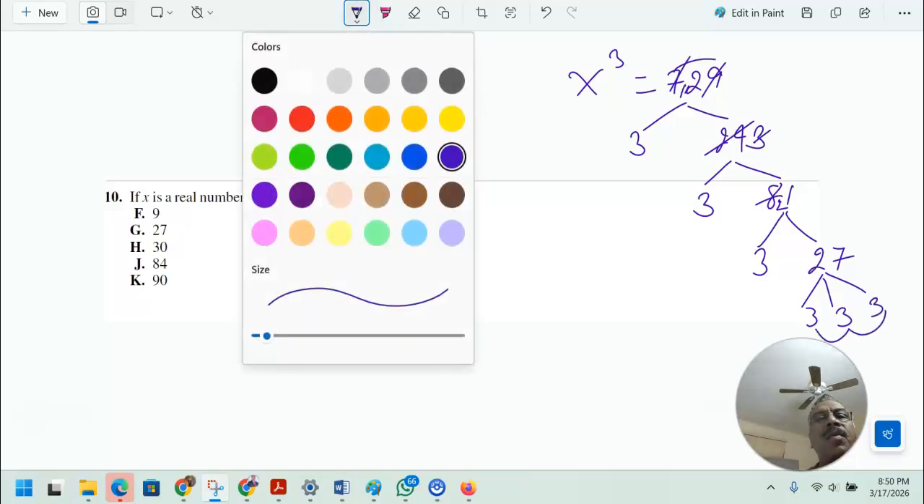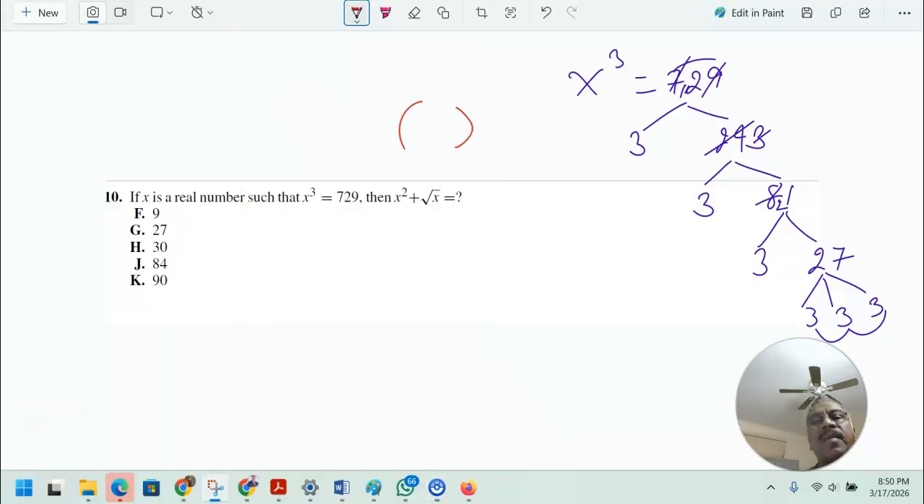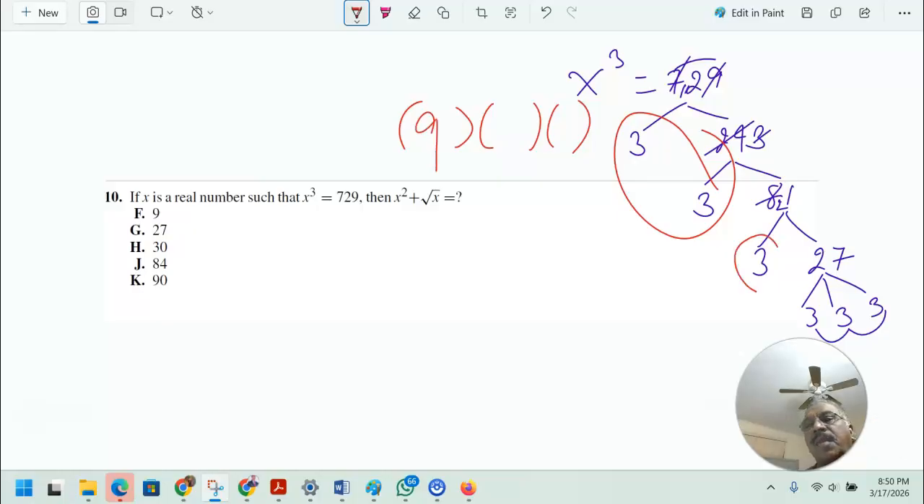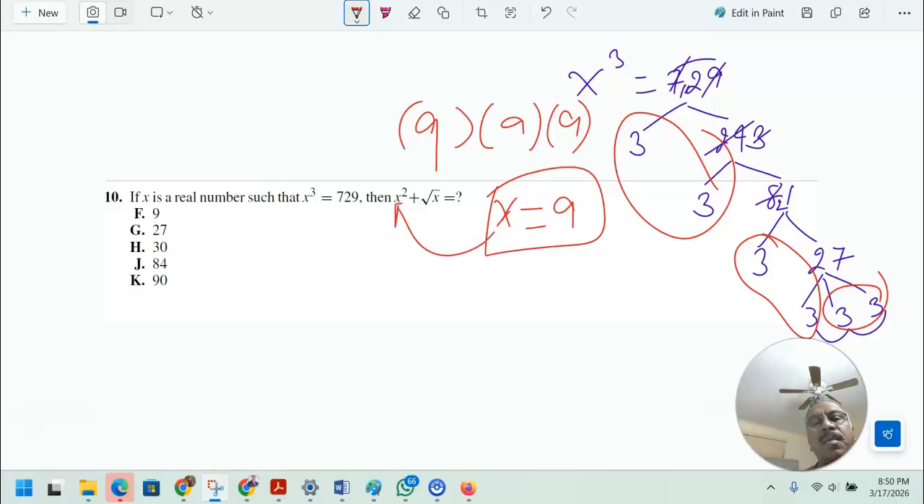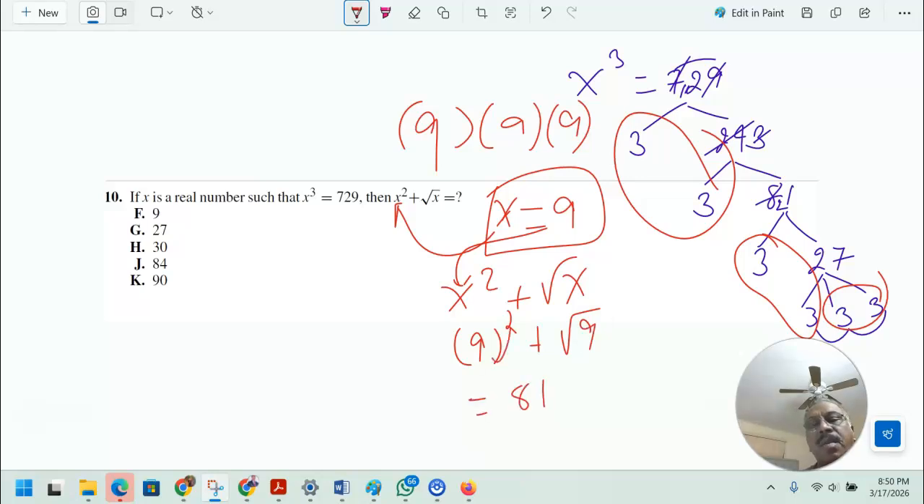Now we can use this, because we needed to know what x is, x, x, so 3 of them. So we can club these: 3 times 3 is 9, and this and this, 9, and this and this, 9. So x has to be 9. Once you know x is 9, you can plug it in right here. So you need to know what is x squared plus the square root of x. So plug it in here, that means 9 squared, and then the square root of 9. 9 squared is 81, and the square root of 9 is 3. So when you add this, you get 84.